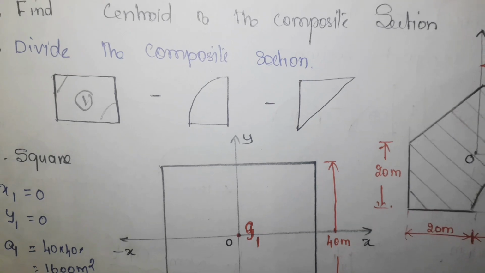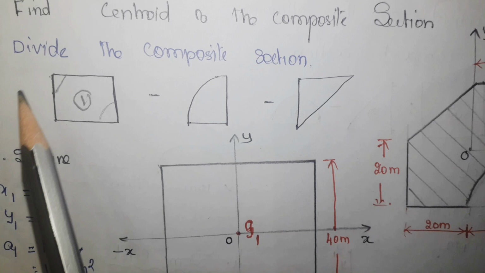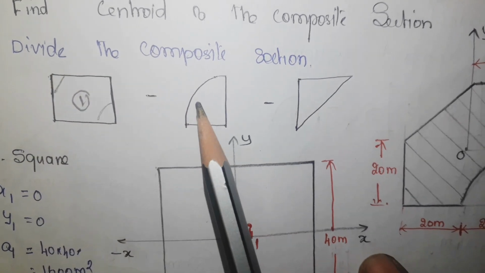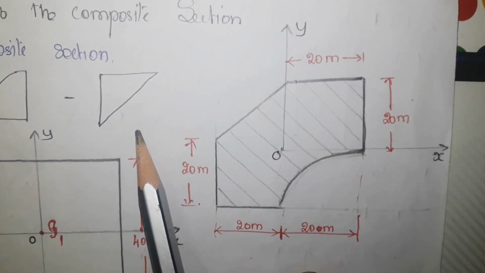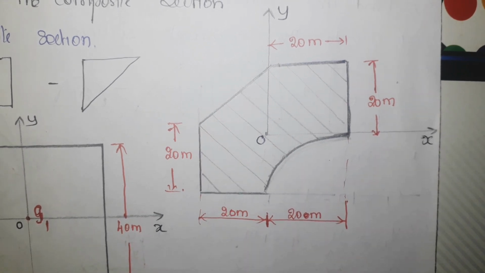Good morning. We are going to see the fourth problem in Centroid. Find the centroid of a composite section. Okay, so here is the composite section. Now, in this problem, we are going to find two differences to the previous problems.